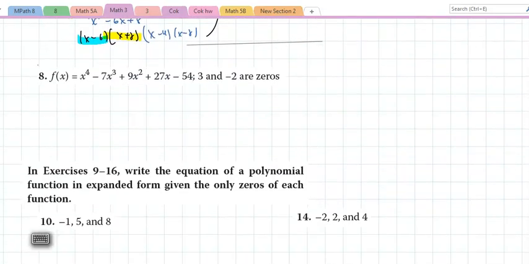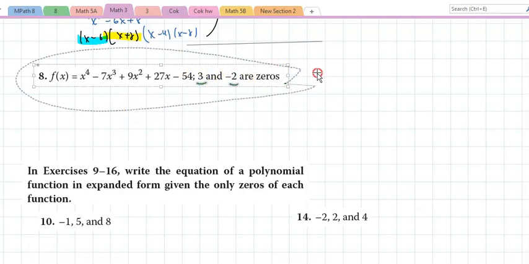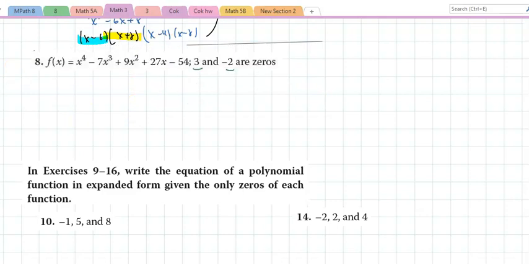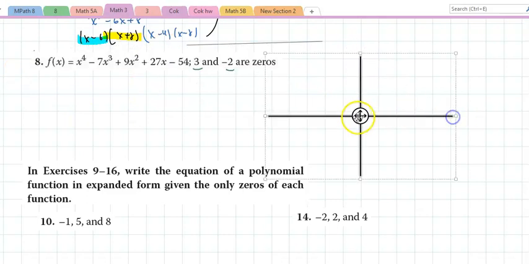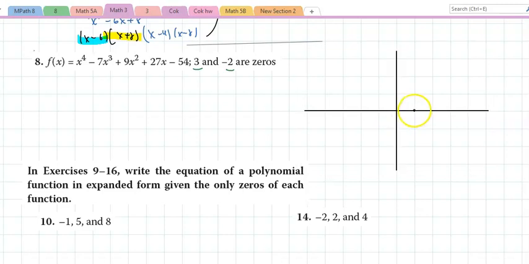They tell me 3 and negative 2 are zeros. Okay, well, the goal is to graph this again. If they tell me that this graph crosses at 3 and negative 2, and I already know the y-intercept is negative 54, but I know there are 2 more zeros to go, unless there's multiplicity.